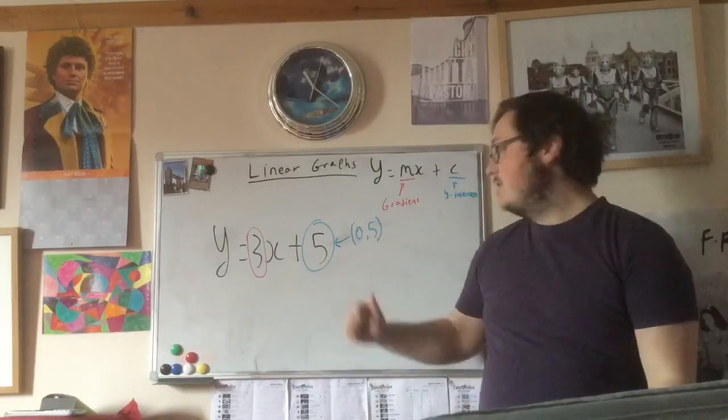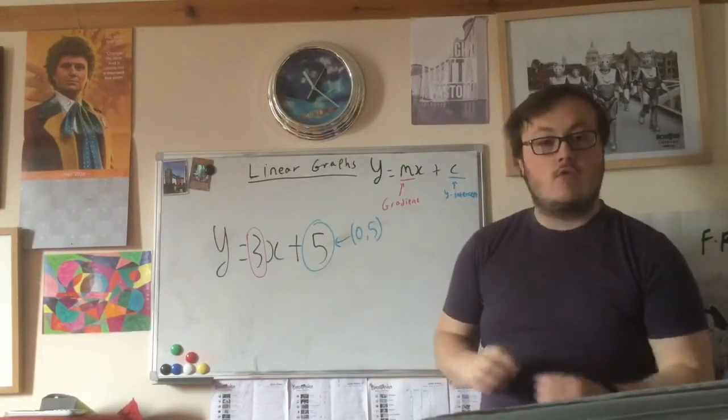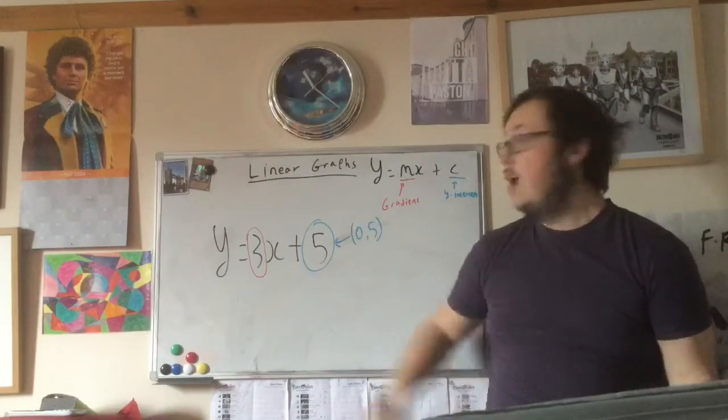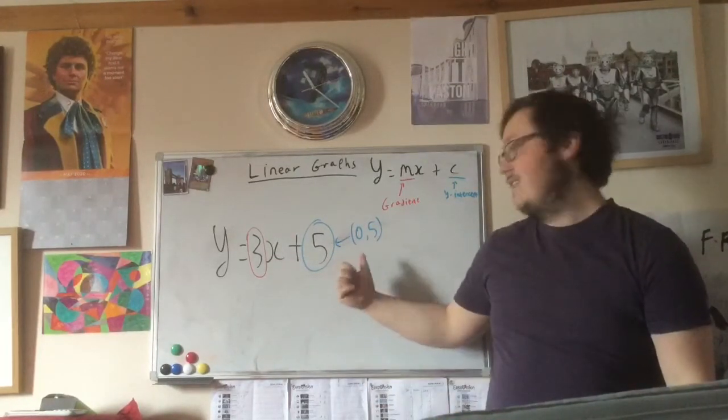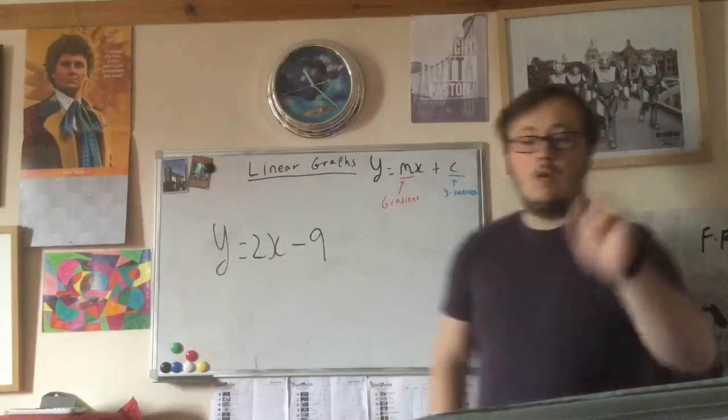So the actual y-intercept is the coordinate that our linear graph will go through on the y-axis. Gradient we can leave as just 3, but the y-intercept we have to write as that. Does that make sense? What about this one?